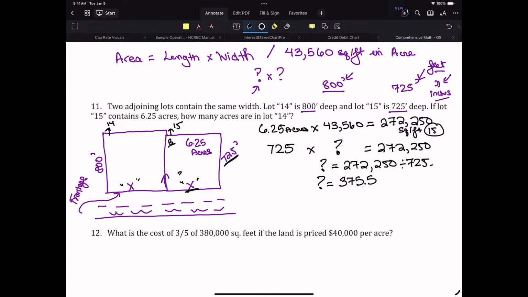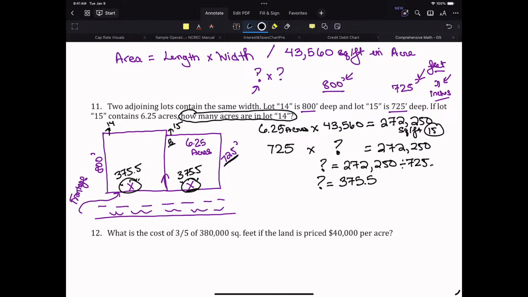So if this one is 375.5, then this one is 375.5, because we know they're the same. Meant to do this. They're the same. And it wants to know how many acres are in lot 14.